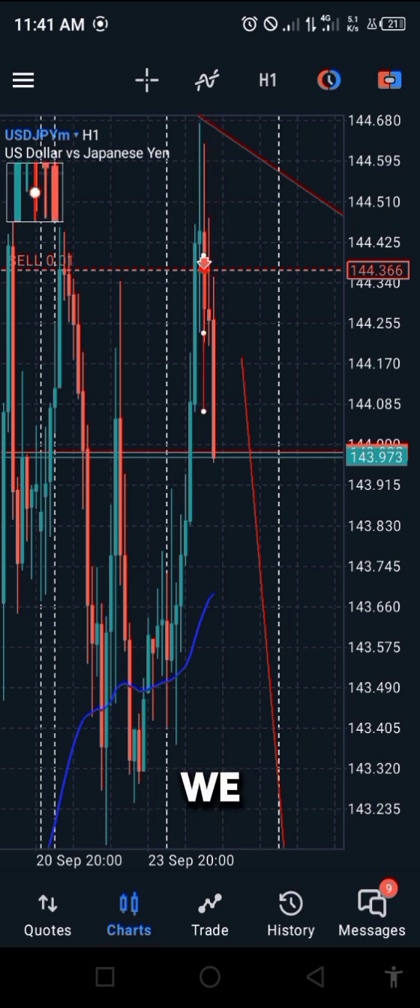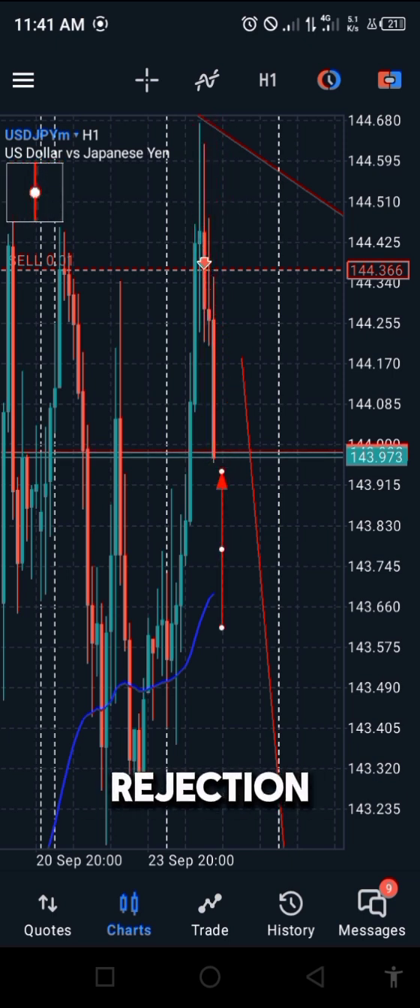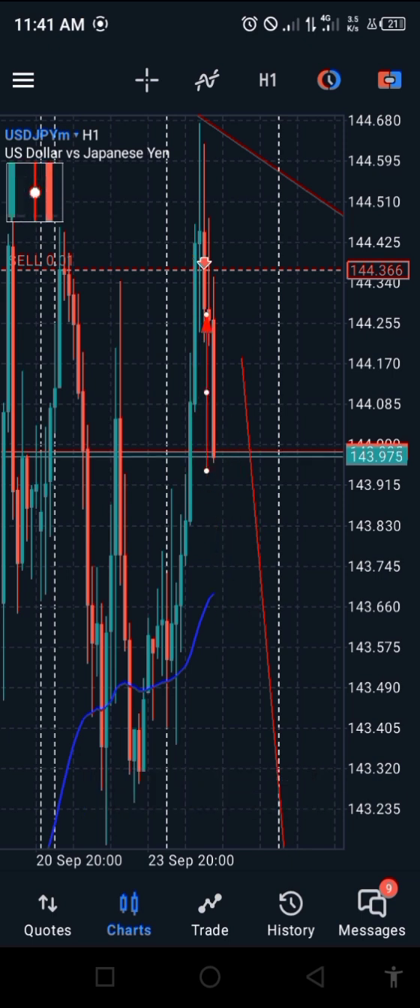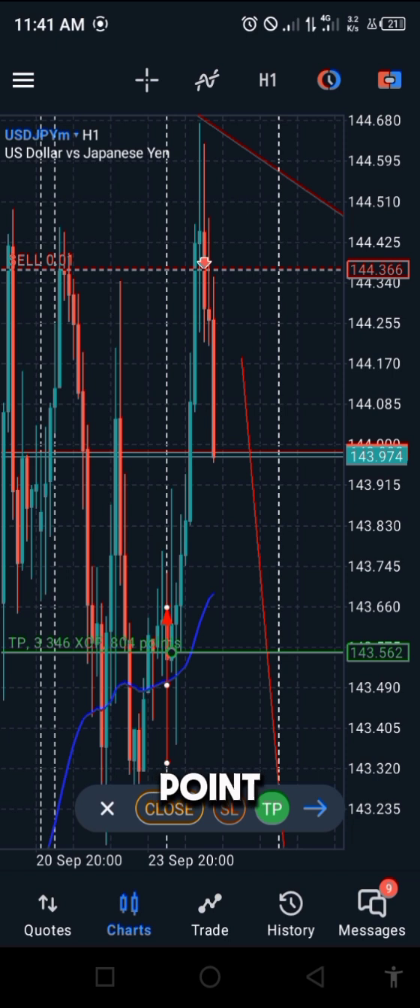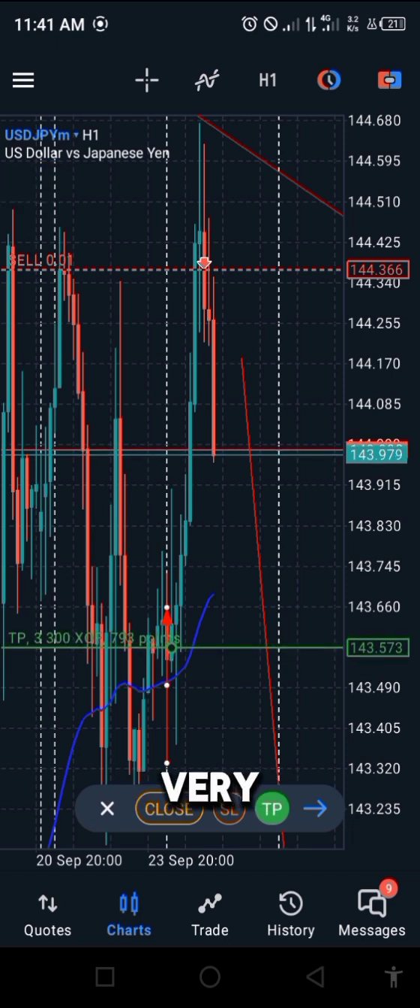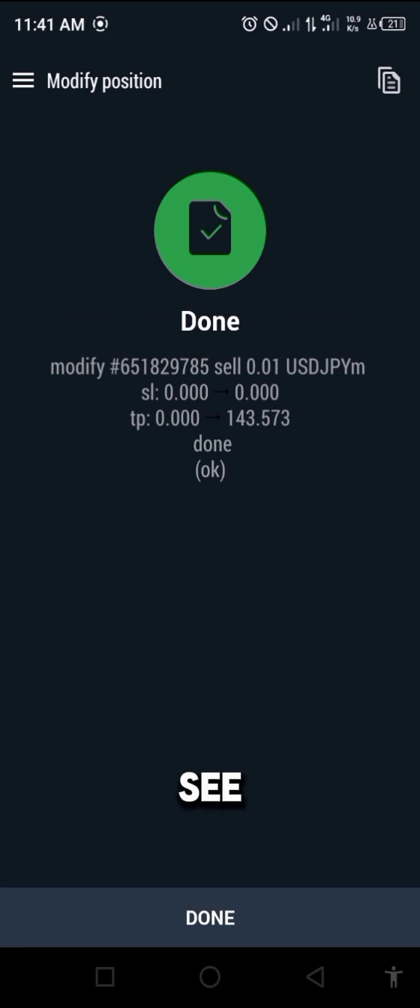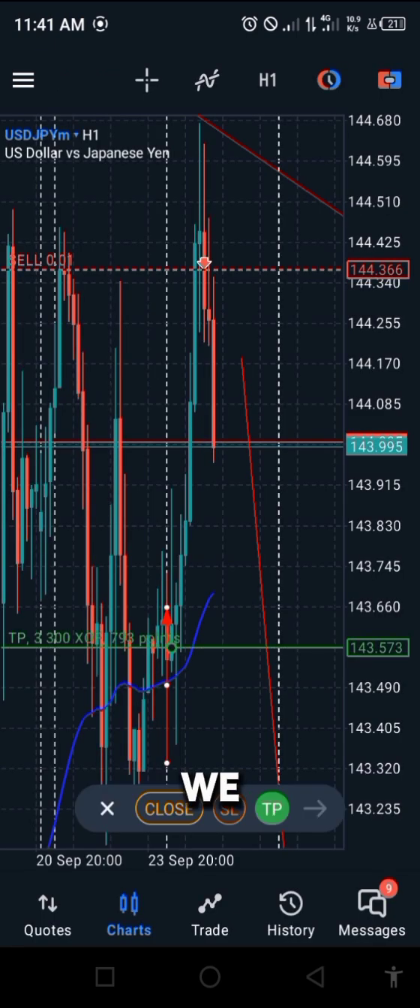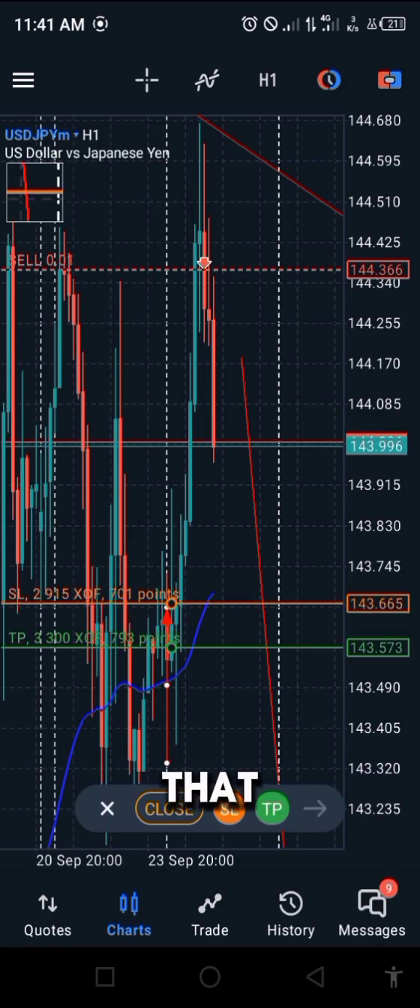Let's see again. We see that there is a very strong rejection. We can see that shooting star, a very long, massive rejection. So I'm rooting for that point down there, because we can see a rally there. That point is the base.